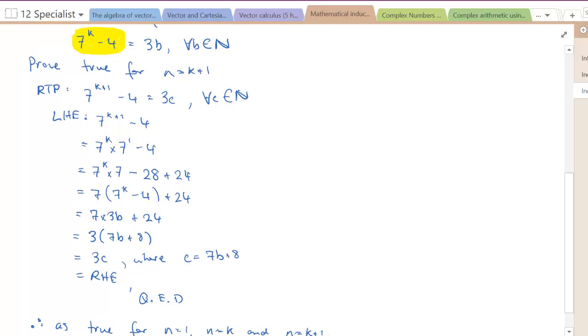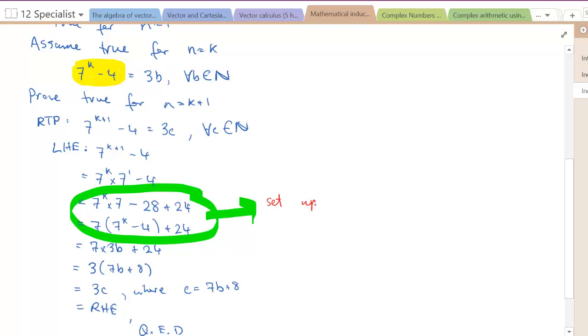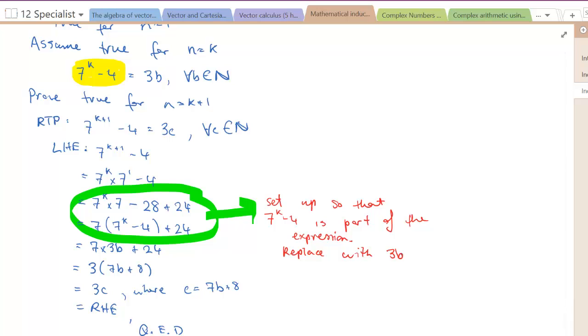That's it. So that is divisibility proofs. You'll have to practice this little section here. The whole idea is that we try to set up so that 7 to the power of k take 4 is part of the expression. Of course, if we do that, we can always replace it with whatever it's equal to, in this case, 3b. So that's going to be our approach. That assume step is really important to get that statement there so we can perform that substitution later on, and we know what we're aiming to isolate within this expression.